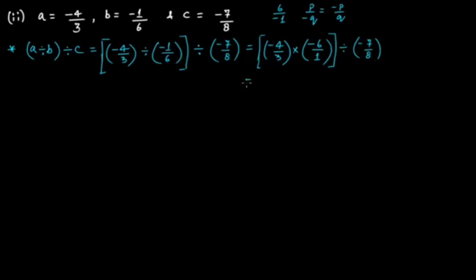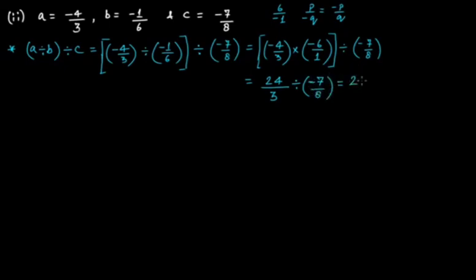Okay. Now, in the numerator we have minus 4, in the numerator we have minus 6. Minus 4 times minus 6 means what? Plus 24, because we are multiplying two negative numbers. We don't need to write a plus sign, therefore ignore that. 24 divided by 3 times 1 is 3, then divided by minus 7 over 8.